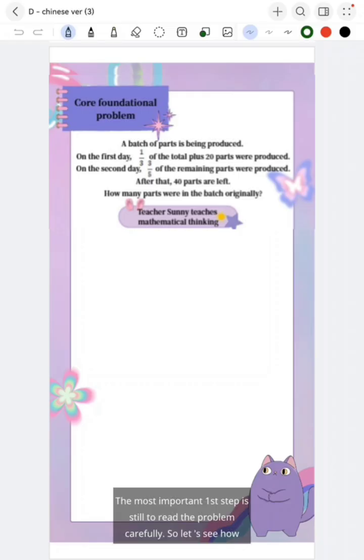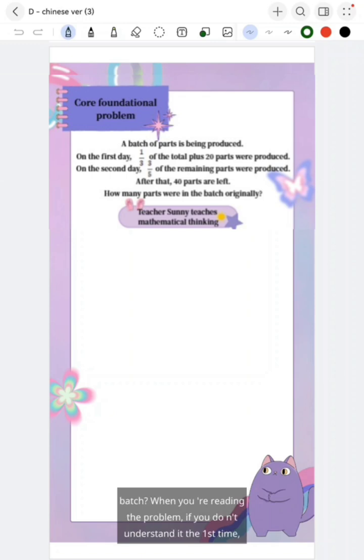The most important first step is to read the problem carefully. So, let's analyze it. A batch of parts is being produced. On the first day, 1/3 of the total plus 20 pieces were produced. On the second day, 3/5 of the remaining parts were produced and 40 pieces were left. The question is, how many parts are in this batch?